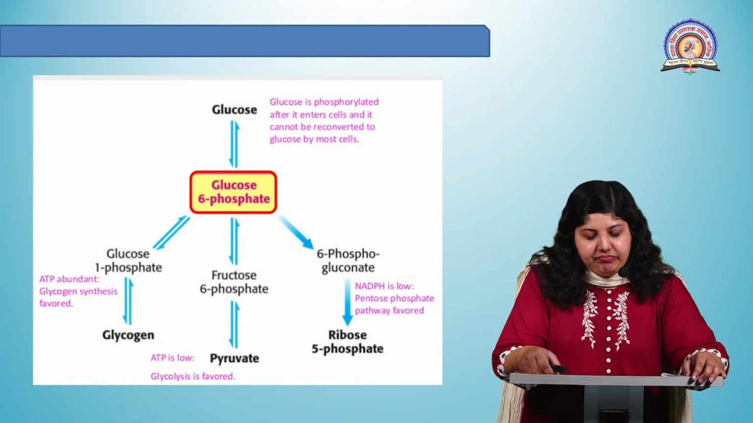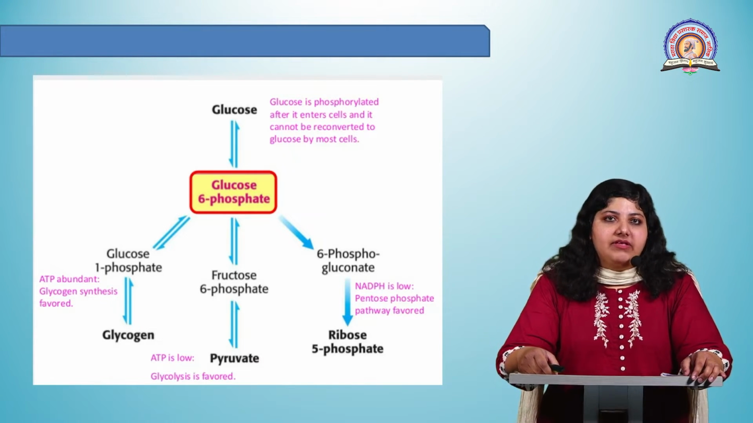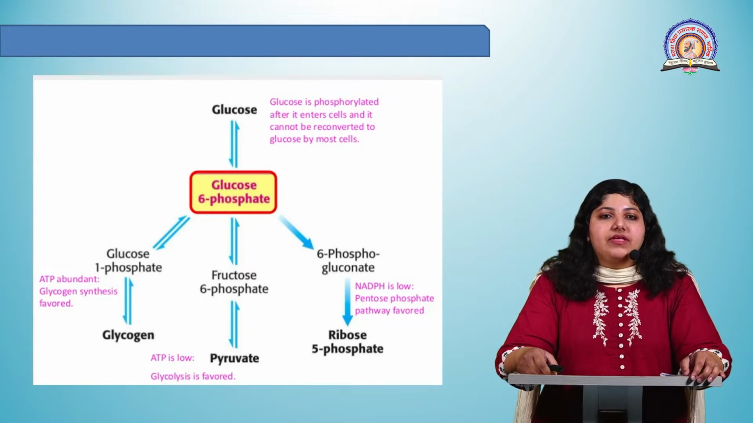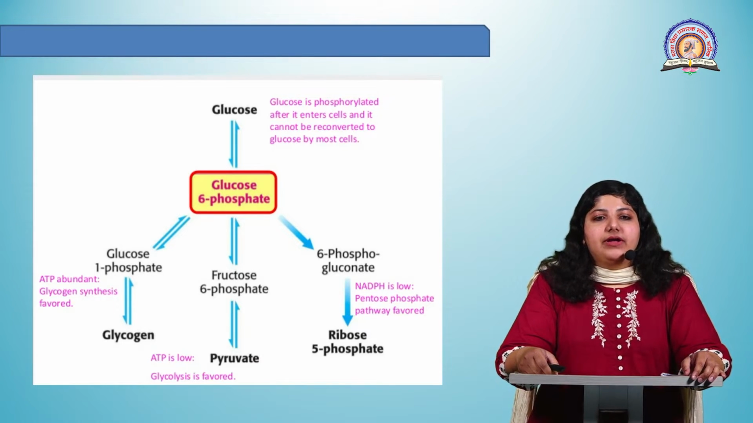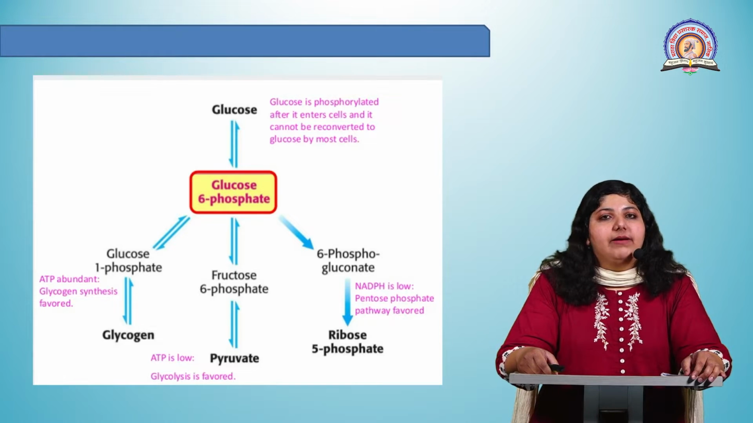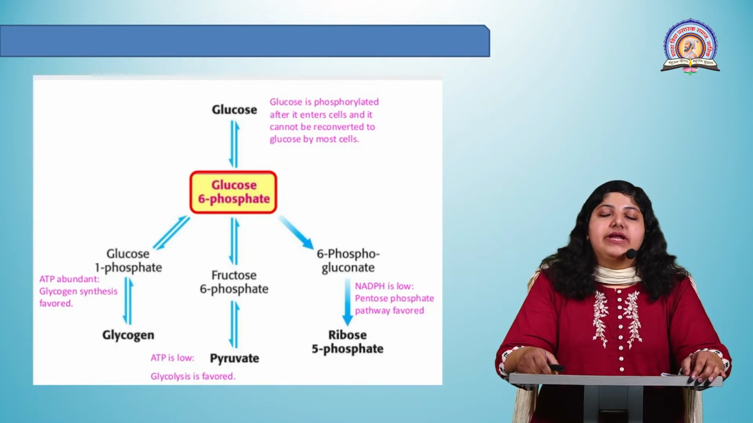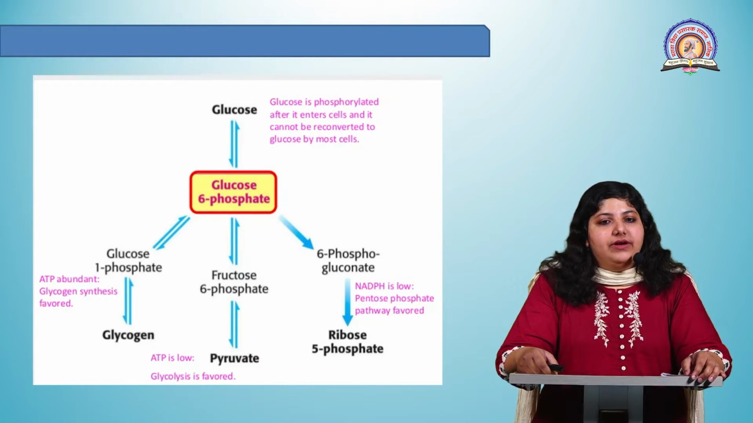So whenever energy is abundant, ATP is abundant, glycogen synthesis is favored. So glucose 6 phosphate forms glucose 1 phosphate, which then goes into the pathway of glycogen synthesis, which is the storage form of carbohydrate in animals. When ATP is low, or when the body's energy levels are low, at that time glycolysis is favored. So the glucose 6 phosphate is converted to fructose 6 phosphate, which then forms pyruvate, and it enters the Krebs cycle to release energy.